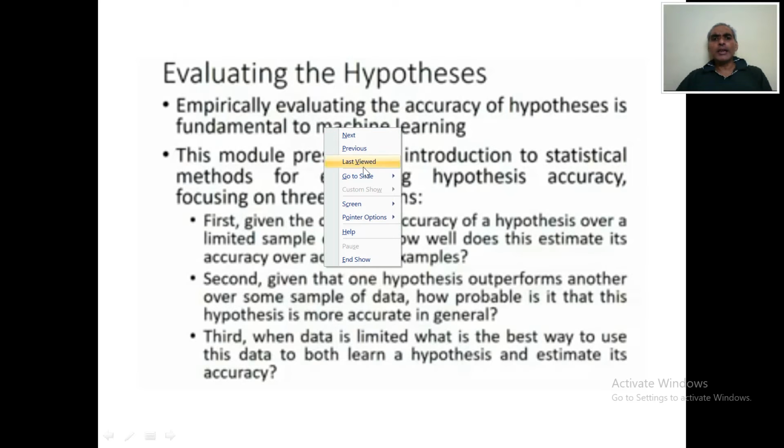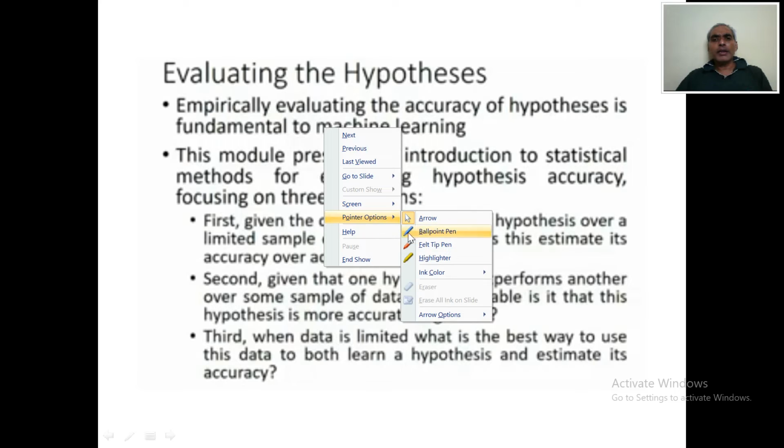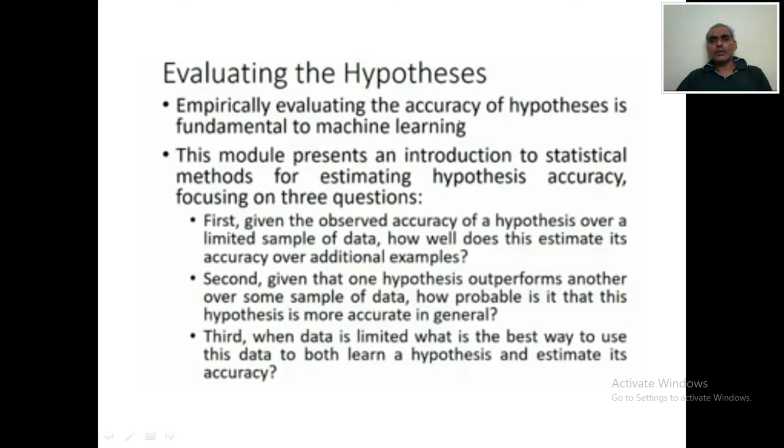Empirically, evaluating a particular hypothesis means evaluating its accuracy. Say you have built a model which predicts whether a particular patient is suffering from COVID or not, based on certain symptoms. What is the accuracy of your model? Is it able to predict correctly 95% of the time that he is suffering from COVID based on the symptoms, and what data set are you using? That is very important for us.